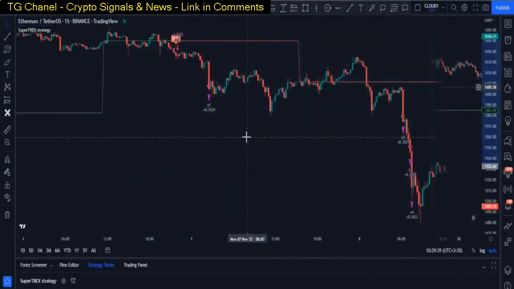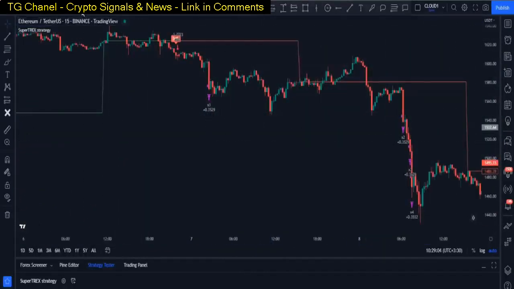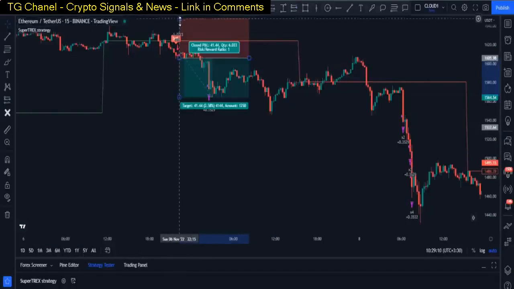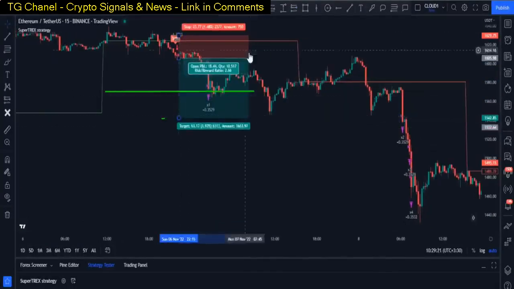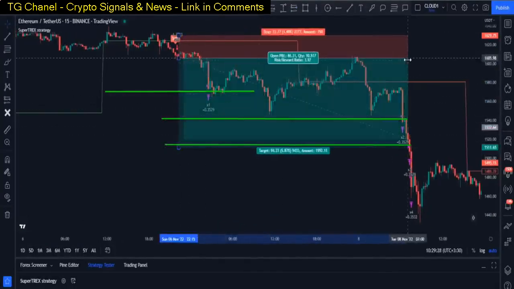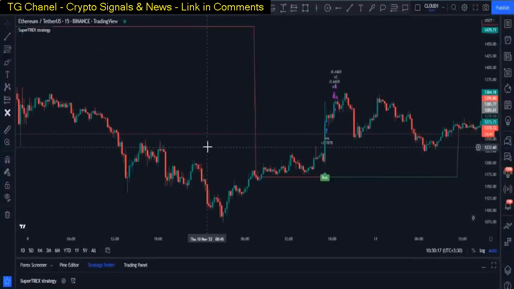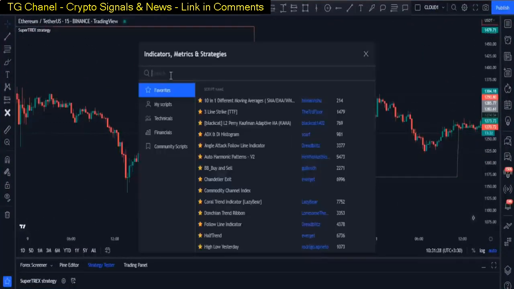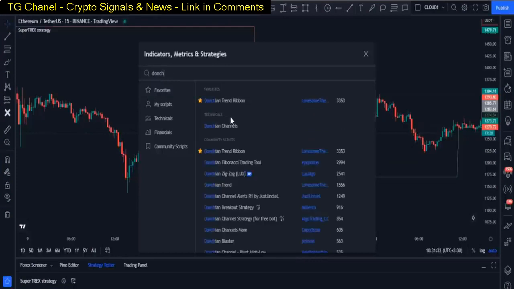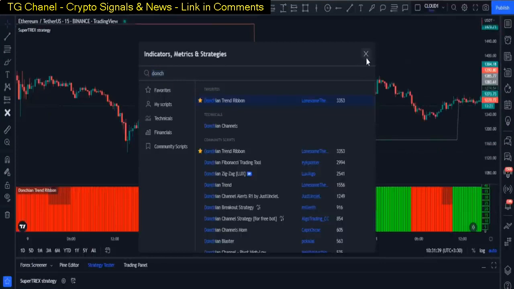Now this example is in the 15 minute time frame. In order to make the signals even more accurate, I'm going to add a second indicator to this strategy. So I open the Indicators tab and type Donchian on the search bar, then I apply the Donchian trend ribbon to my chart. And this is how it looks.